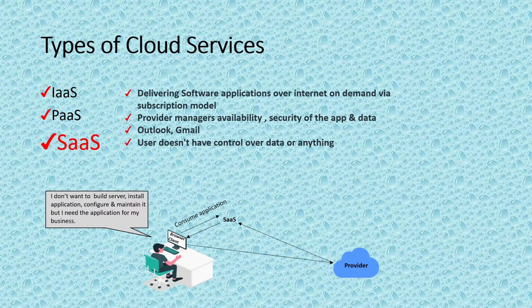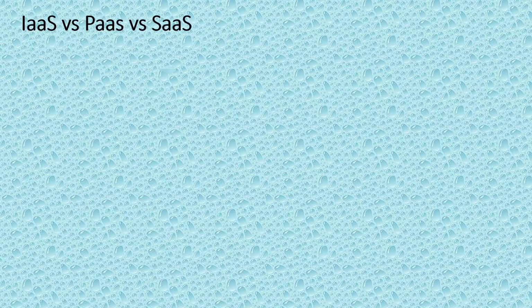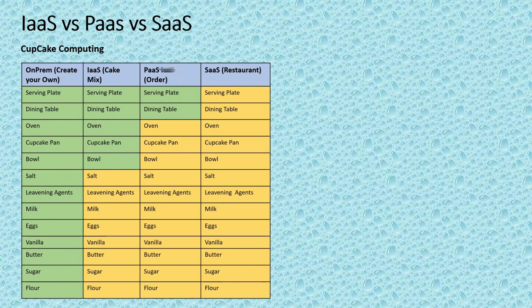Now we can see the difference between IaaS, PaaS, and SaaS by relating it to cupcake making. The cells in green are managed by the organization and orange cells are managed by the cloud provider. On-prem infra is like making your own cupcake at home with all the ingredients. You have to buy flour, sugar, butter, vanilla, eggs, milk, leavening agent, salt, bowl, cupcake pan, oven, dining table, and serving plate. All these should be owned by you.